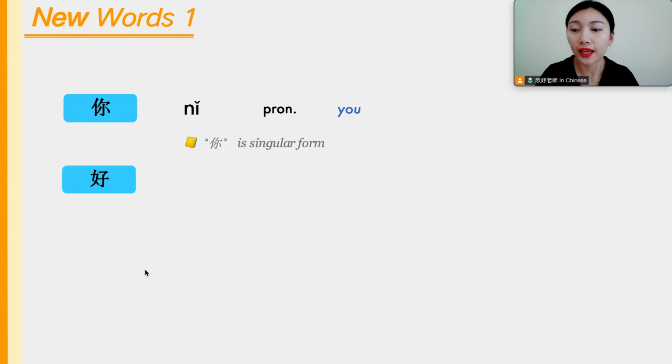And second one is 好. 好 is an adjective which means good. So this word is super common and appears in tons of useful phrases. For example, if something is nice, you say 好. If someone feels well, you say 好. So remember, 好 means good.